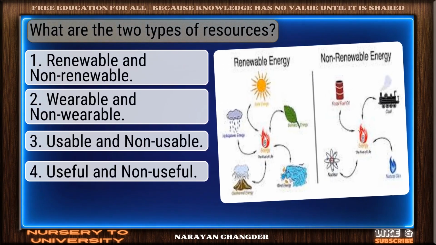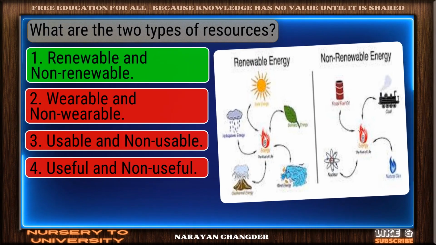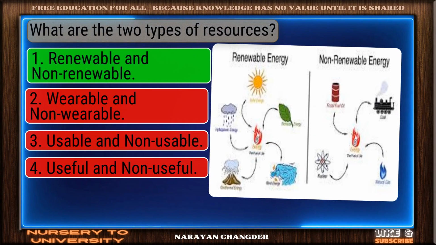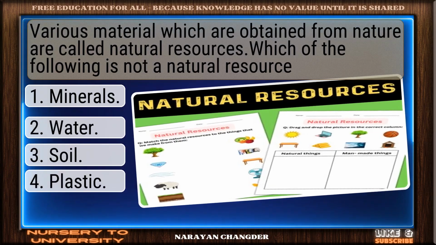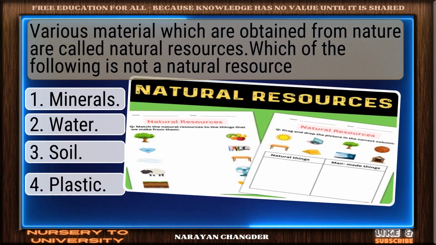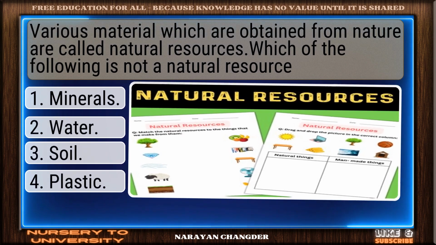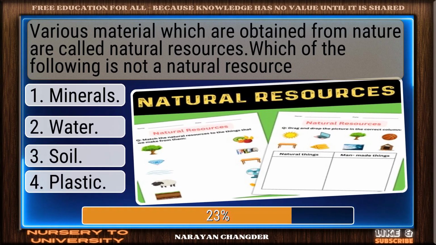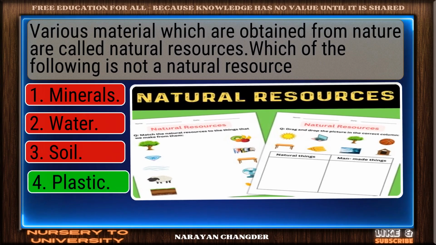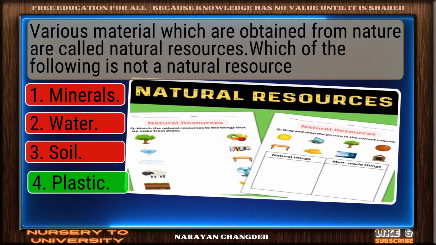What are the two types of resources? Nice work. You chose renewable and non-renewable, and it is correct. Various materials which are obtained from nature are called natural resources. Which of the following is not a natural resource? Right choice. Plastic is the best answer.